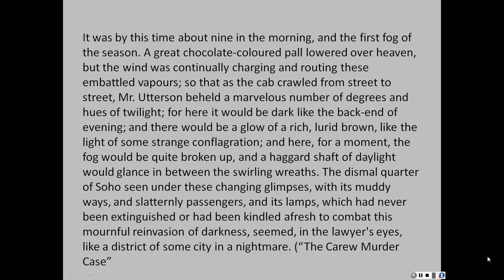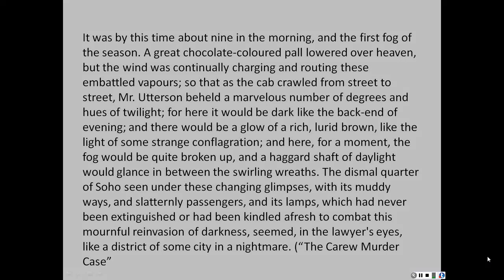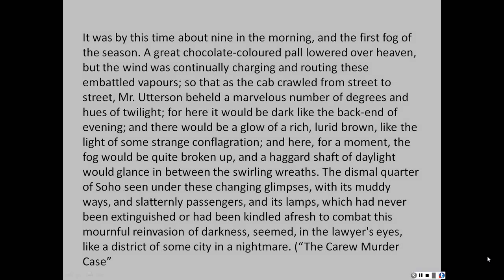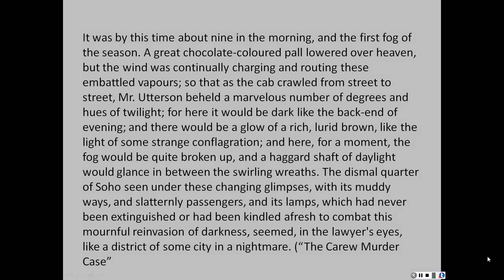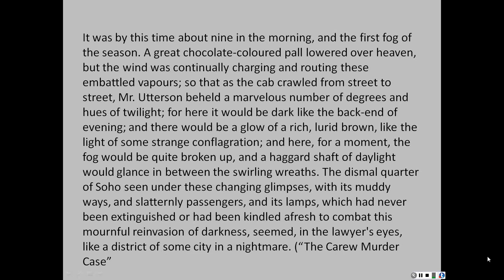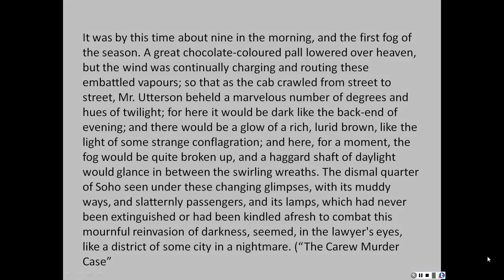A great chocolate-colored pall lowered over heaven, but the wind was continually charging and routing these embattled vapors, so that as the cab crawled from street to street, Mr. Utterson beheld a marvelous number of degrees and hues of twilight. For here it would be dark like the back end of the evening, and there would be a glow of rich lurid brown like the light of some strange conflagration, and here for a moment the fog would be quite broken up, and a haggard shaft of daylight would glance in between the swirling wreaths.